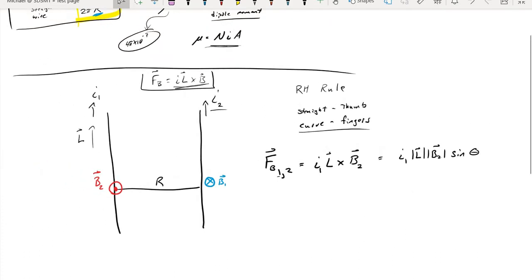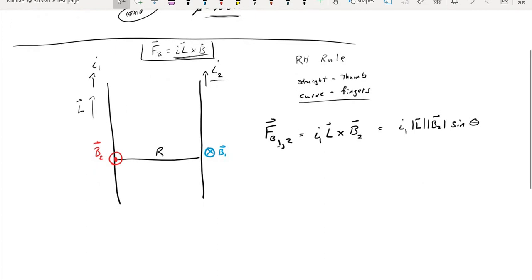When we look at the L vector and the magnetic field vector, the L vector is pointing up, the magnetic field vector is pointing out of the page, and another use of the right-hand rule says that the first vector in your cross product is your index finger. The second vector in the cross product is your middle finger. And the resulting vector is your thumb.